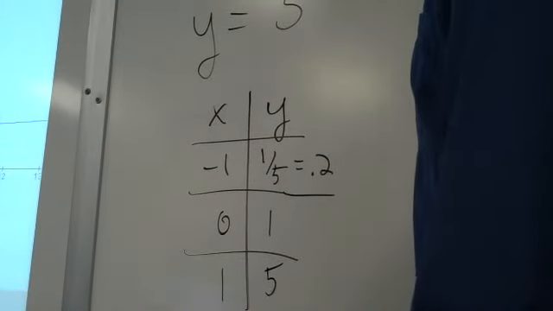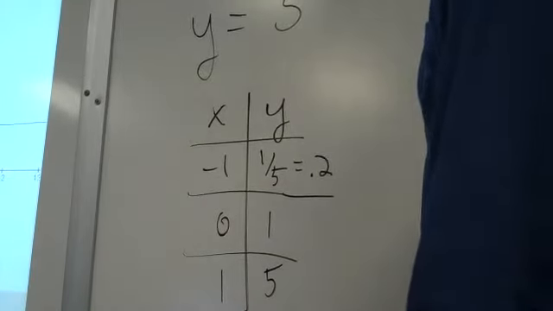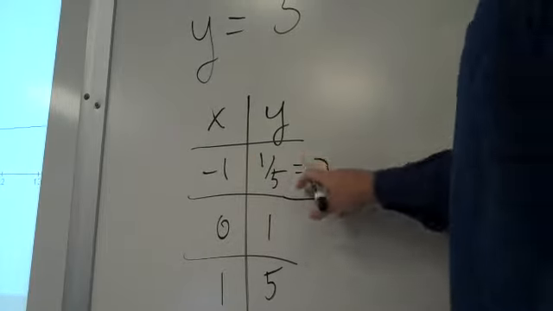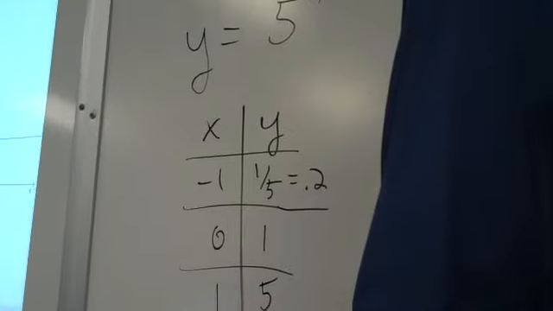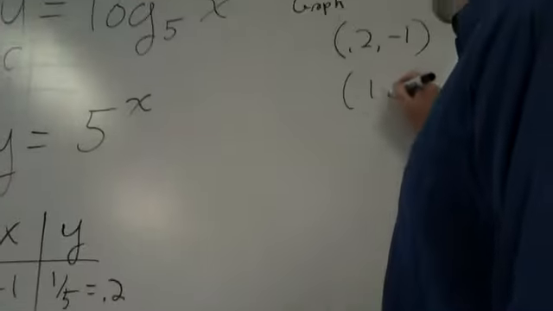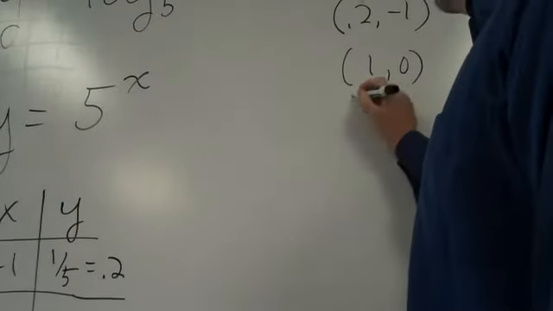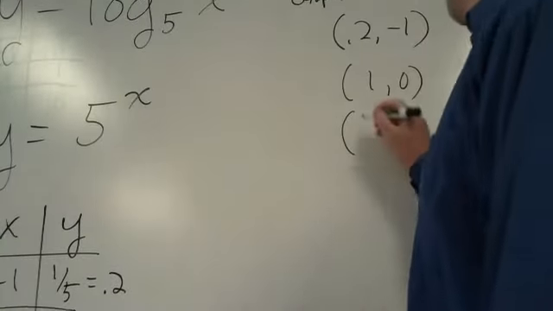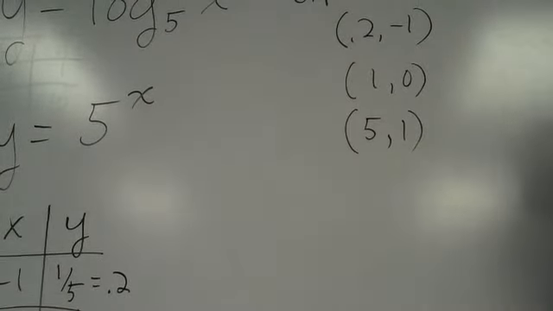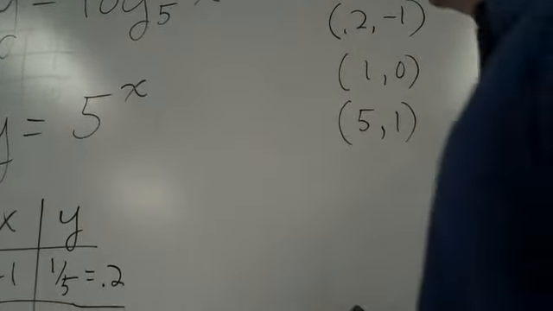So the points you graph on y equals log base 5 of x, instead of -1, 0.2, you would graph 0.2, -1. Instead of 0, 1, you would graph 1, 0. And instead of 1, 5, you would graph 5, 1. And that's how you would start the graph of y equals log base 5 of x.